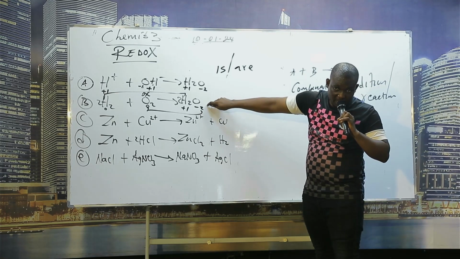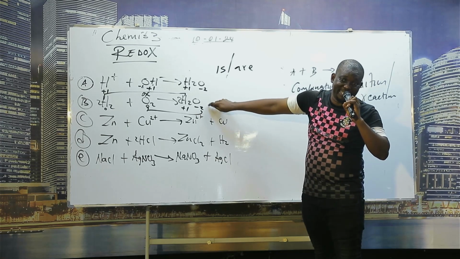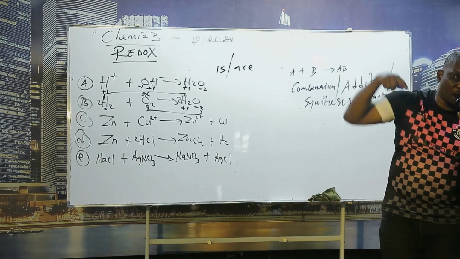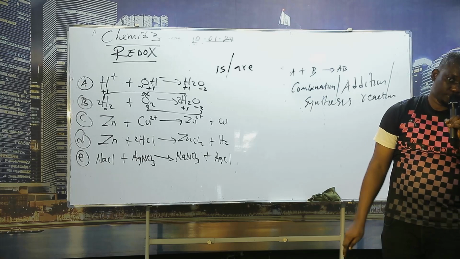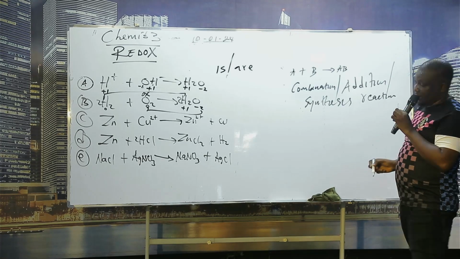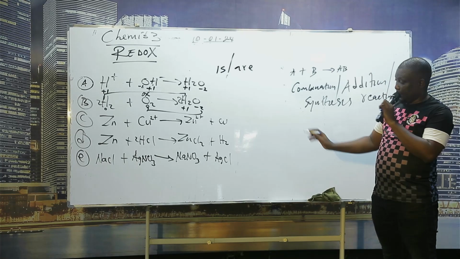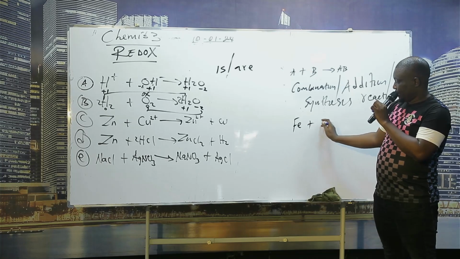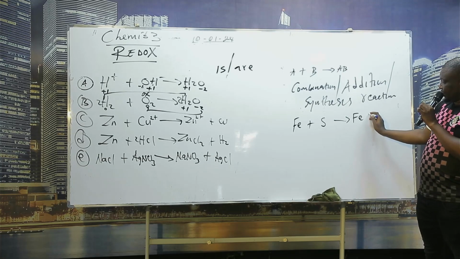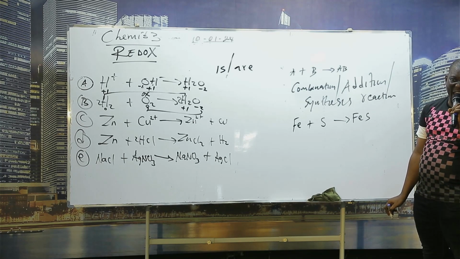Apart from this one, any other example I will give you, provided it is an addition reaction, it will definitely be redox. We can give another one. You go think. An element like iron, Fe, plus S. The two combine to form FeS, which is iron(II) sulfide.